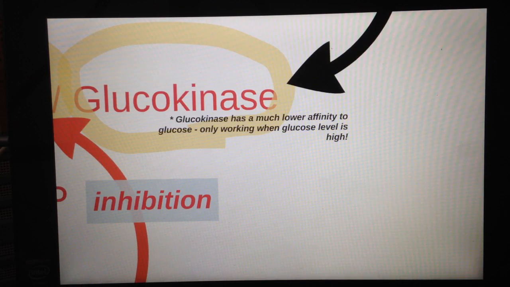Okay. Glucokinase properties. It has much lower affinity to glucose, only working when glucose level is high. So glucokinase is kind of lazy, but it works when it has to work. You always have that person who does a presentation very last minute, which is me. But this person also always does it when everyone's like, there's too much to do, I can't do it. Then only that person will do it. So in a sense, it serves a function.